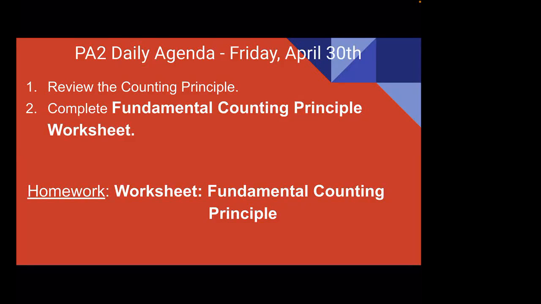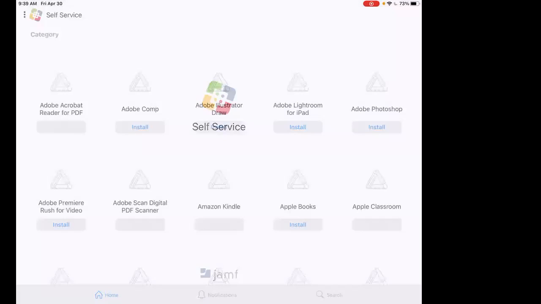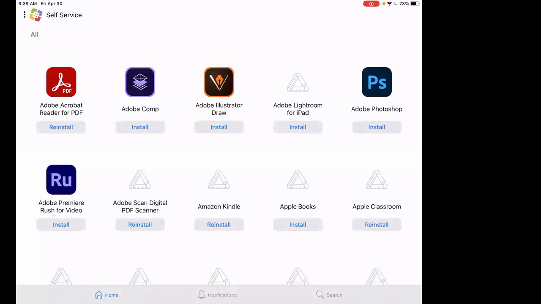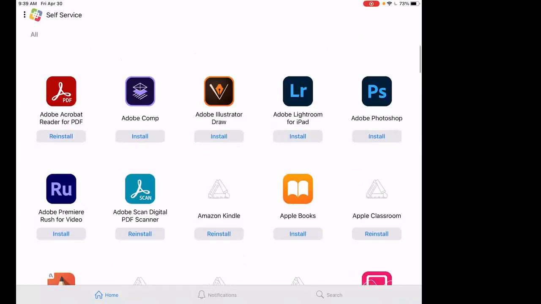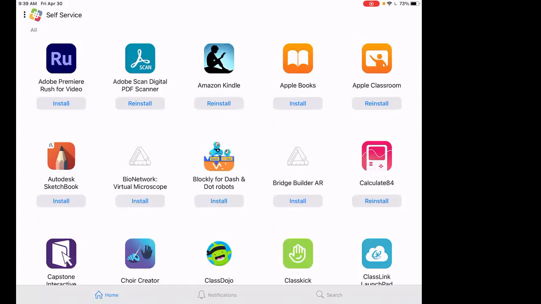And as I said yesterday, my strong suggestion to you on your iPad would be to go to self-service. And if you do not have a graphing calculator on self-service, you will want to install Calculate 84. And it is free to all of you. Here it is. So Calculate 84. I strongly suggest you installing that from self-service. It looks exactly like a calculator.